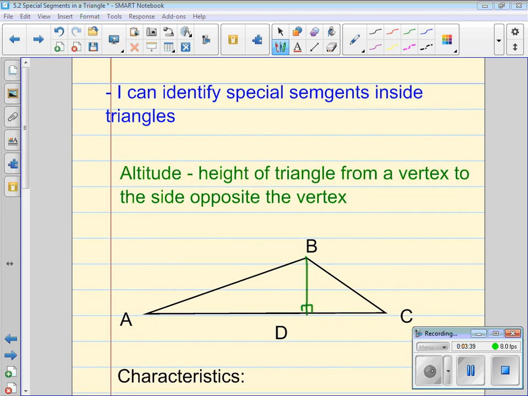All right, next up, altitude, height of a triangle from a vertex to the side opposite the vertex. So I always like to think about it, if I was standing at B and I jumped from B, I'd fall straight down to the side opposite B. Okay, that's called the altitude. So it's a straight line that goes down and forms a 90-degree angle. It doesn't necessarily bisect that other side. It just simply is perpendicular.